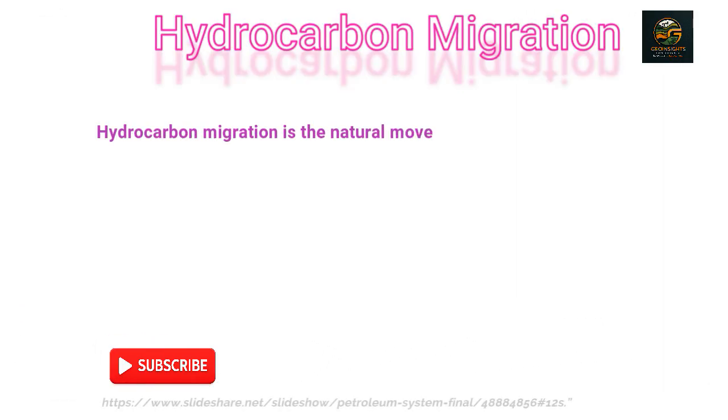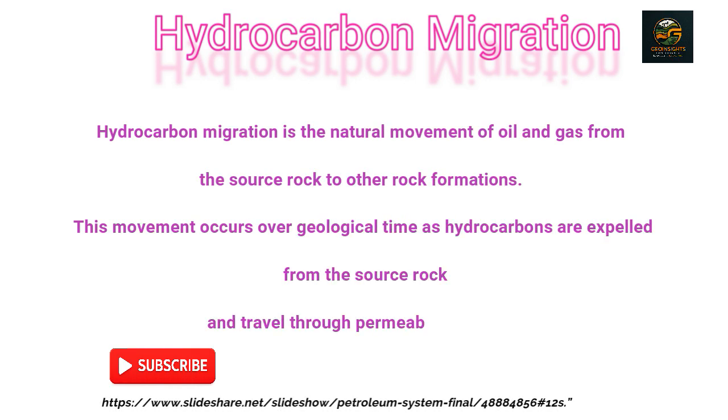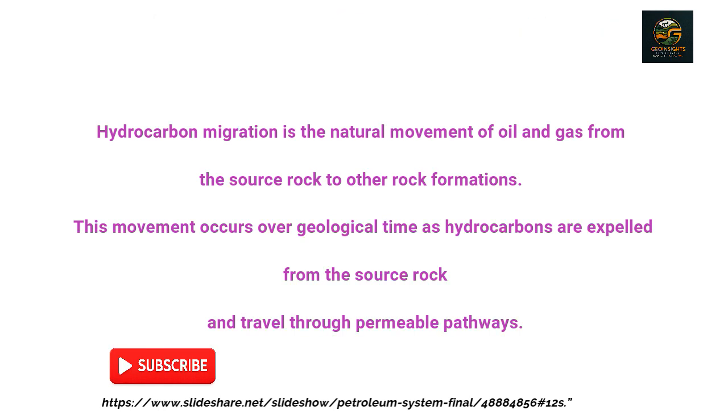So, let's start with hydrocarbon migration. Hydrocarbon migration is the natural movement of oil and gas from the source rock to other rock formations. This movement takes place over geological time after hydrocarbons are generated and expelled from the source rock. Once expelled, they migrate through permeable pathways until they either escape to the surface or become trapped inside a suitable reservoir.